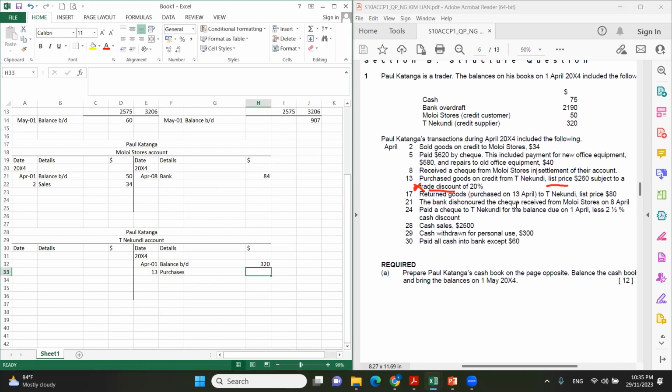Okay, this purchases amount, how much should we record? Take the net, don't take the trade discount. So we have to multiply by 80% only, because the trade discount has no accounting recording.